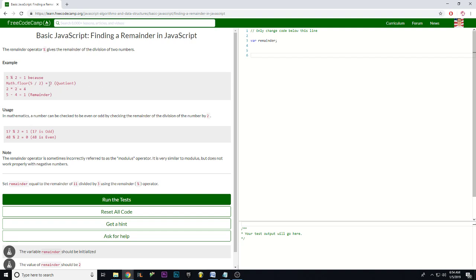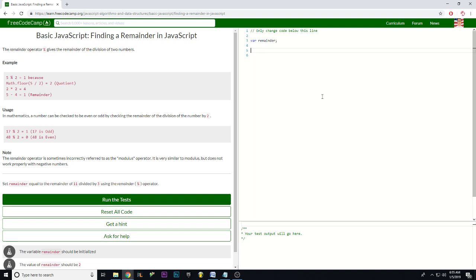And they're describing it here, the floor of 5 over 2 equals 2, which is the rounding down of the fraction. And that's how it's calculated pretty much. So the usage is in mathematics. A number can be checked to be even or odd by the remainder of the division by 2. Clearly, there are many other operations that you'll eventually encounter when you're coding.